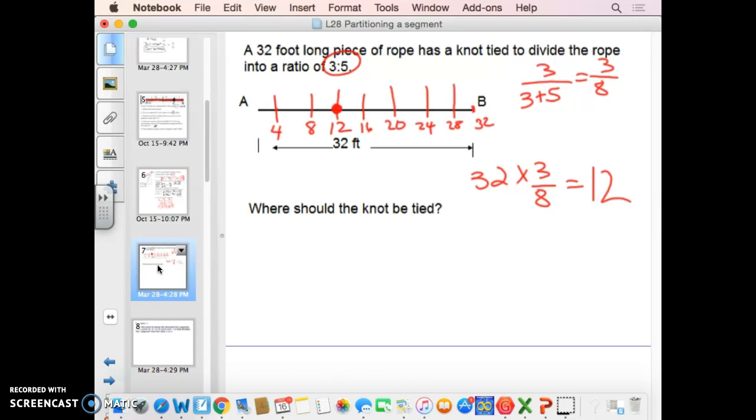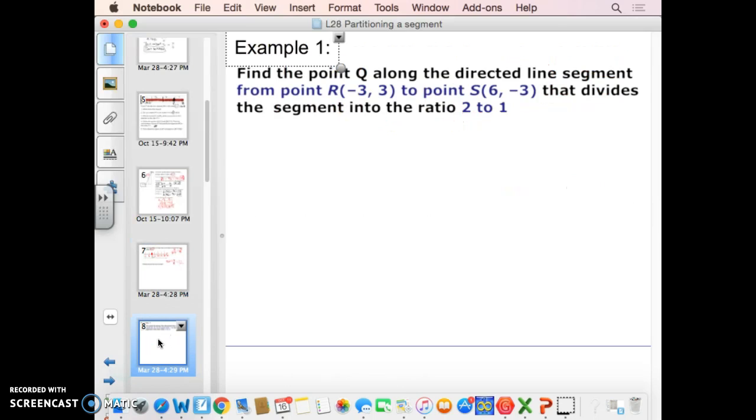Let's keep moving forward. Example number 1. We're going to do 3 examples, and then the rest you're doing on your own. So example number 1, the best thing I like to do is draw my picture first. And again, I know R is on my left because it's got the smaller x coordinate. So I'm going to draw this segment R. S is at 6, -3. And R is at -3, 3. Okay? And I'm dividing my segment in the ratio of 2 to 1.